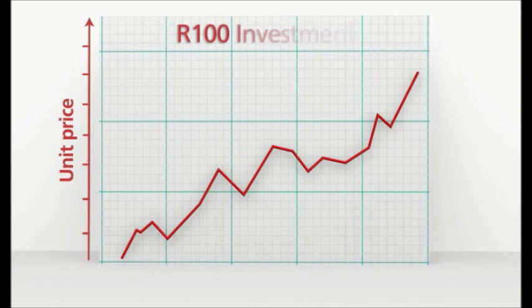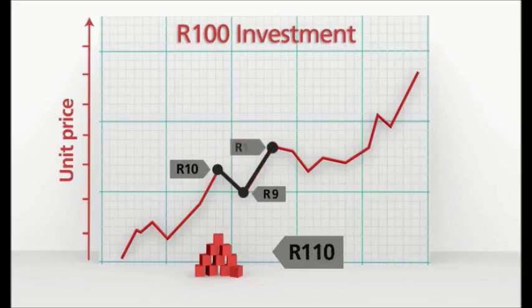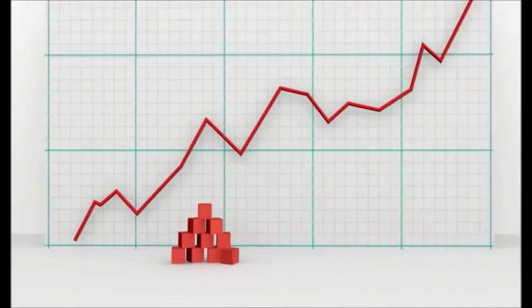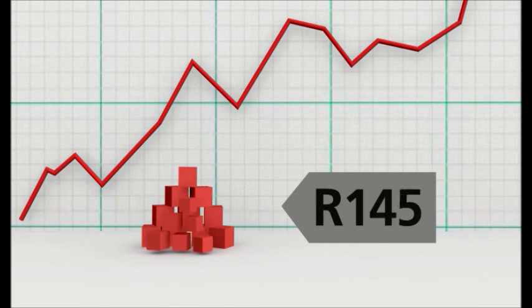Using the example of a 100 Rand investment, if you bought your units when the unit price was 10 Rand and you owned 10 units, if the price of your units then drops to 9 Rand, the 10 units you owned would no longer be worth 100 Rand, but would now be worth 90 Rand. On the other hand, if the price of your units then went up from 10 Rand to 12 Rand, your 10 units would be worth 120 Rand. Since your investment value is the number of units you own multiplied by the price of each unit, your investment value will also change if you buy more units or if you sell part of your investment.